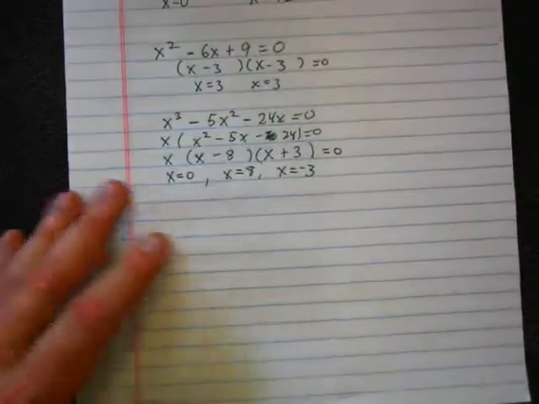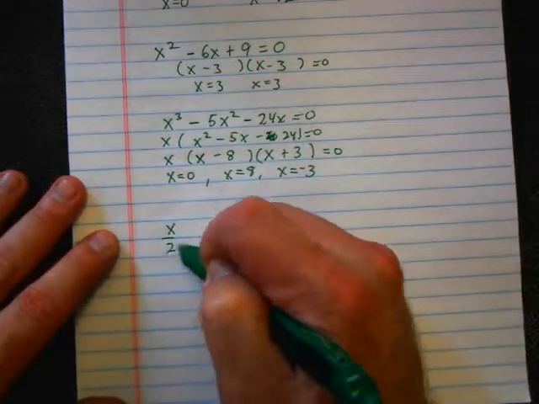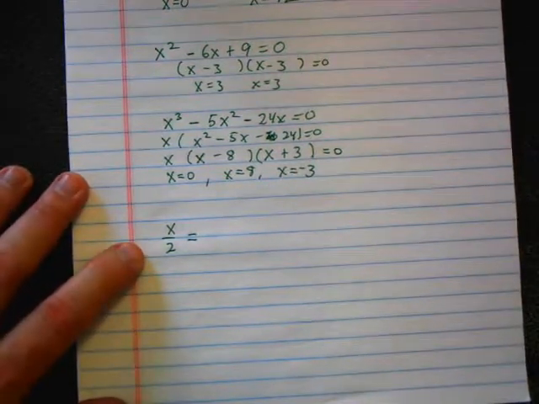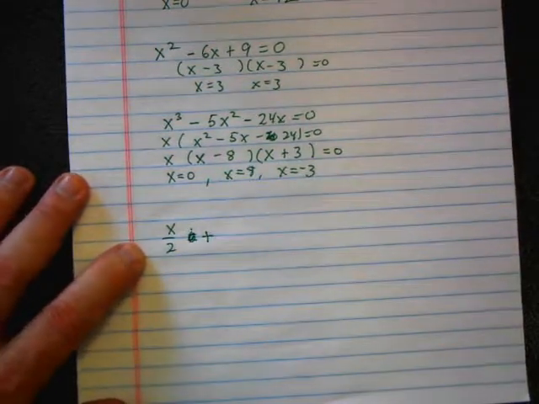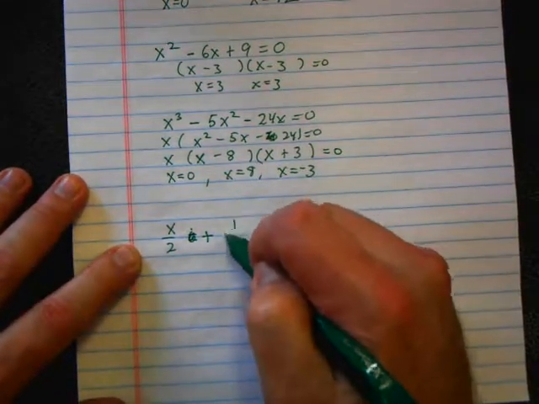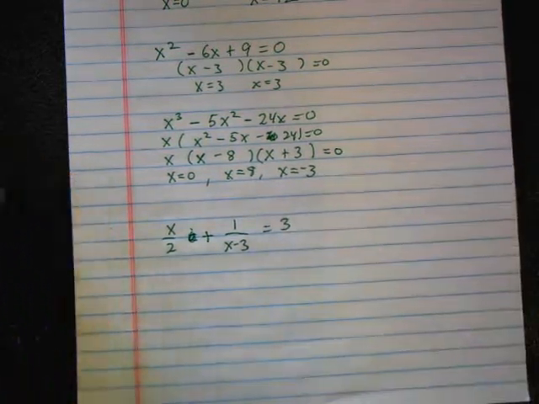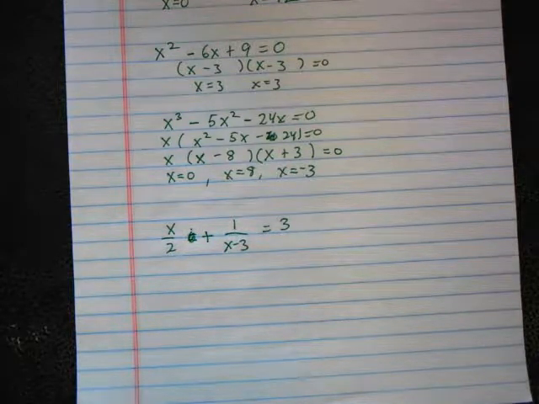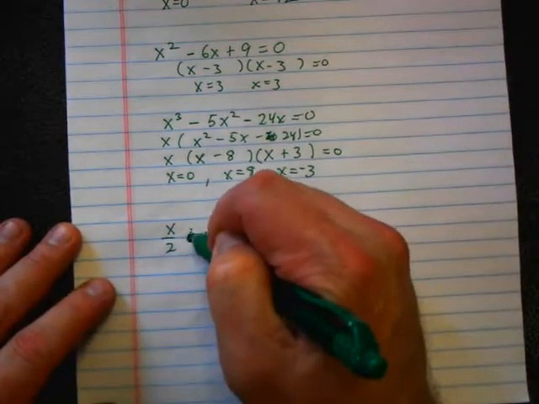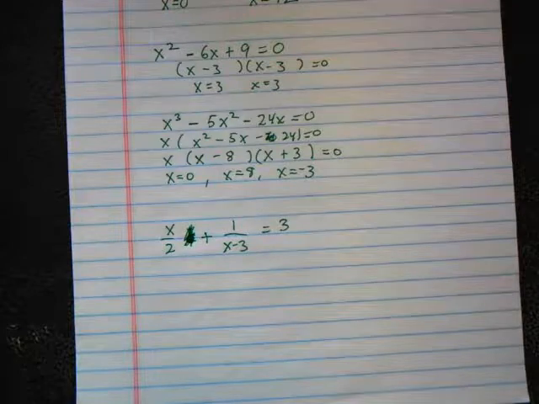All right, now let's go to the fun ones. x over 2 plus 1 over x minus 3 equals 3. Subtract the 3, or you can get rid of the fraction. And that's a mistake. Just ignore that. That's a plus. I wrote an equal when I was supposed to write a plus.